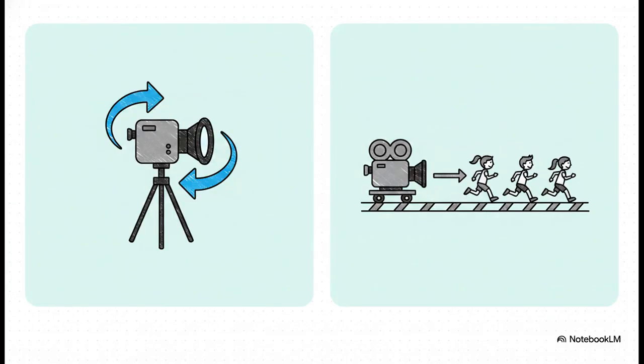And here's a crucial distinction. A pan shot just pivots in place. It's fixed on a tripod. But a tracking shot, the camera physically moves through space alongside the subject. That parallax effect, where the foreground objects whiz by faster than the background, that's exactly what makes the audience feel like they are literally running right there alongside the kids.